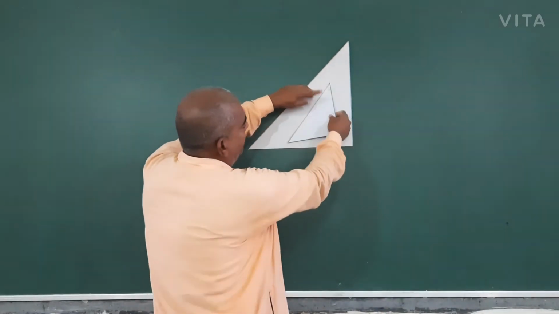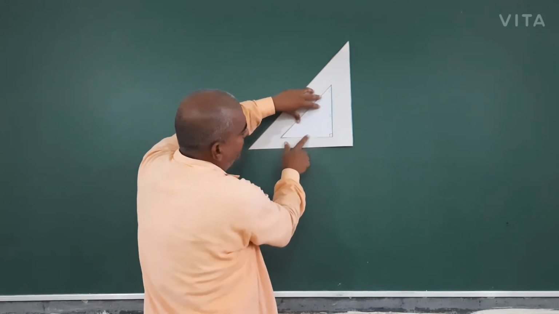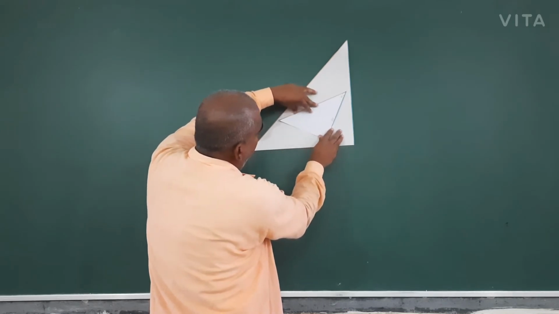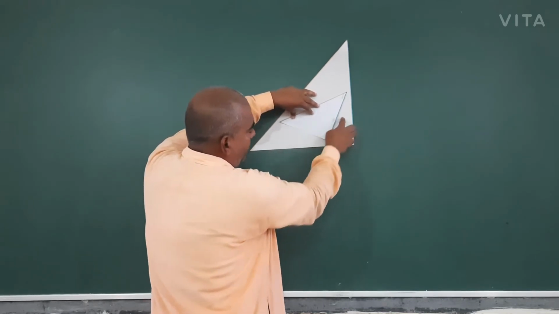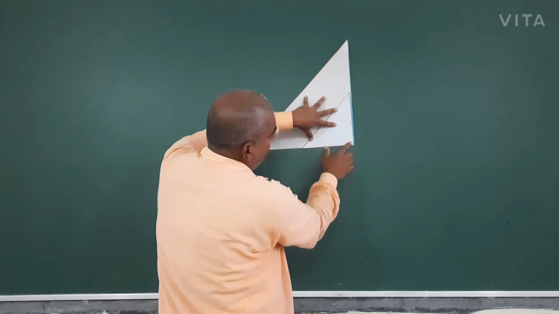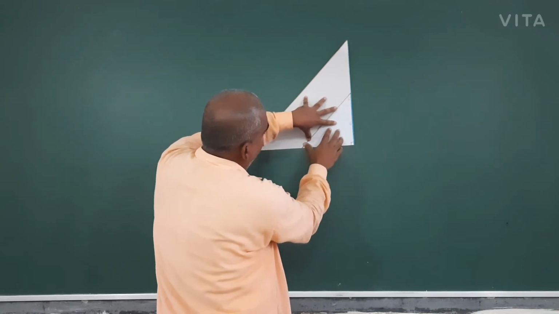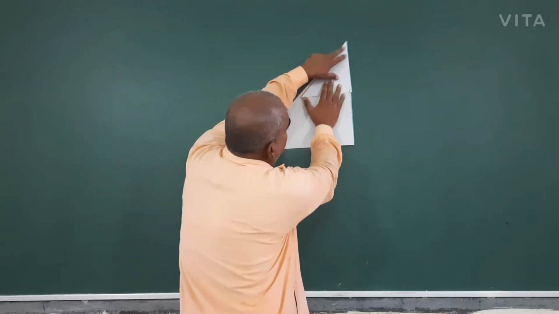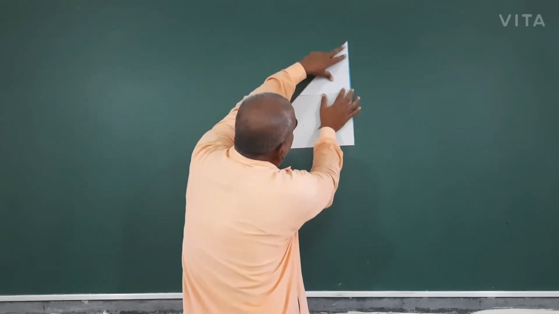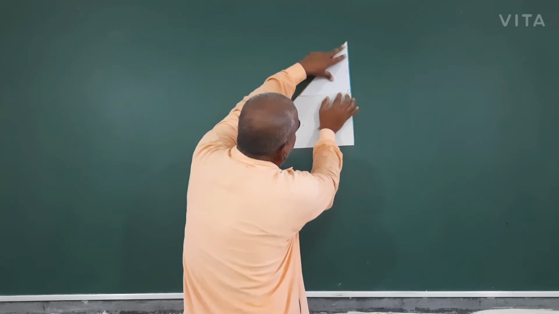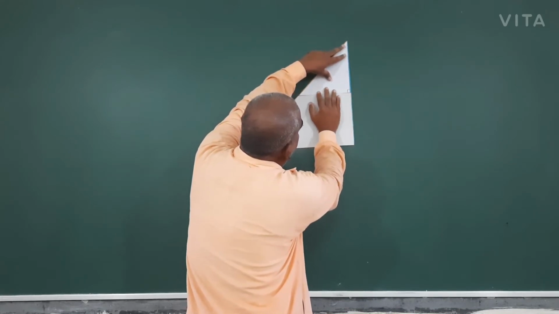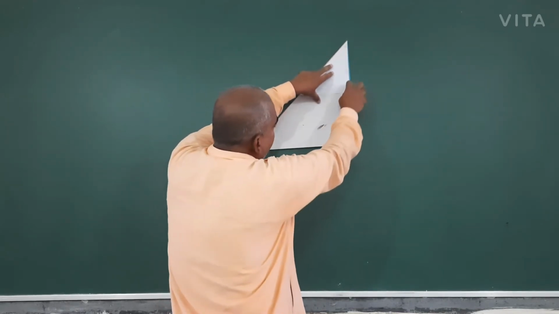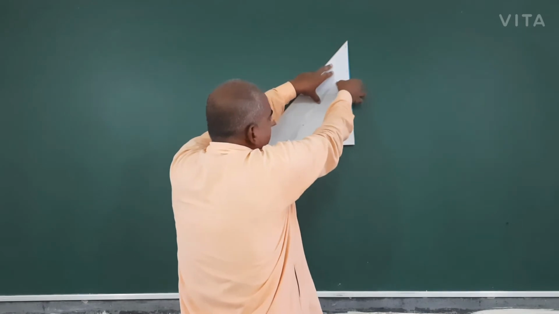Similarly, you can do with this figure also. This is not parallel, but when I keep it in this way, yes, you can observe this is parallel to this. When I keep it here, this side is parallel to this. Actually, these two triangles are similar.